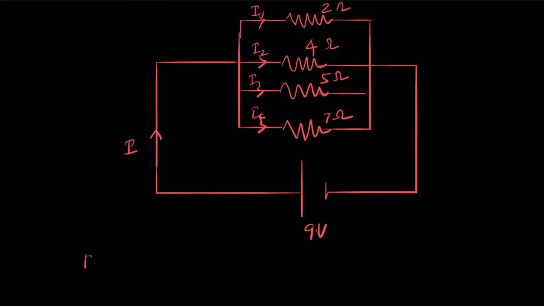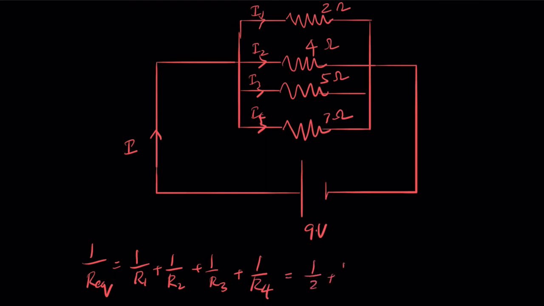Now, what is the equivalent resistance here? 1 by R equivalent becomes 1 by R1 plus 1 by R2 plus 1 by R3 plus 1 by R4. So, which is going to be 1 by 2 plus 1 by 4 plus 1 by 5 plus 1 over 7. So, 1 by 2 is 0.5, 1 by 4 is 0.25, plus 1 by 5 is 0.20, plus 1 by 7. Let me reconfirm 1 by 7. It is 0.143.